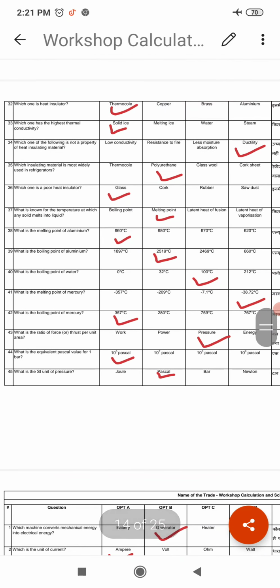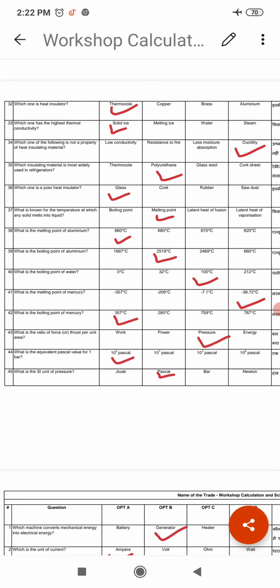Next, which one is the heat insulator? It's the thermocol. B. Which one has the highest thermal conductivity? Solid ice. Next, which one of the following is not a property of heat insulating material? Its ductility. D.